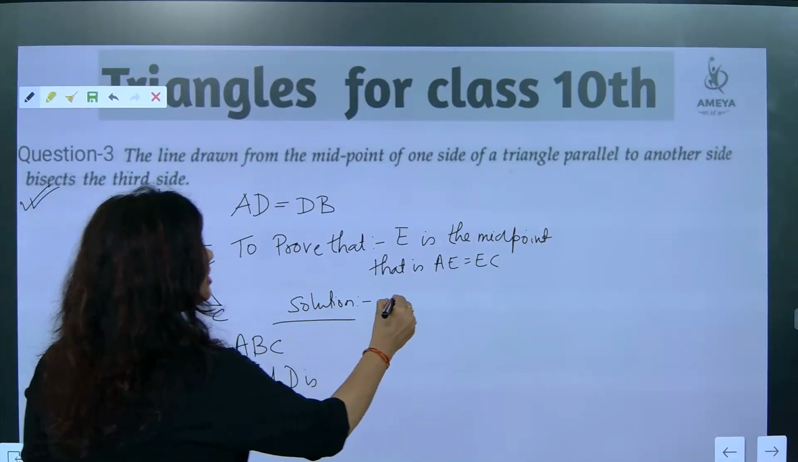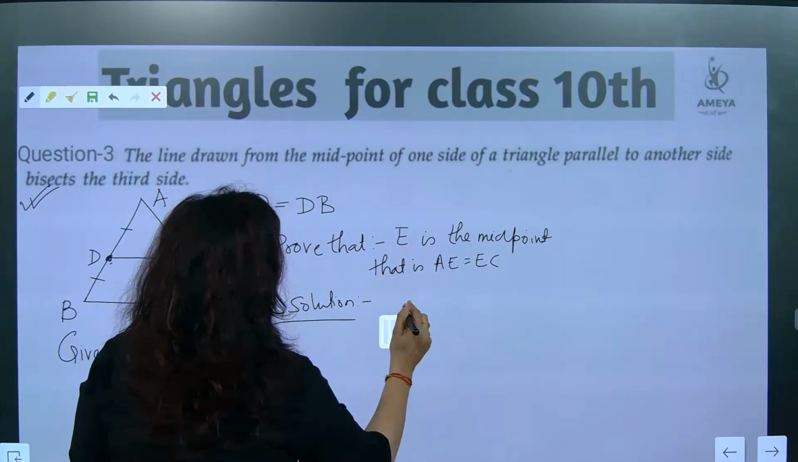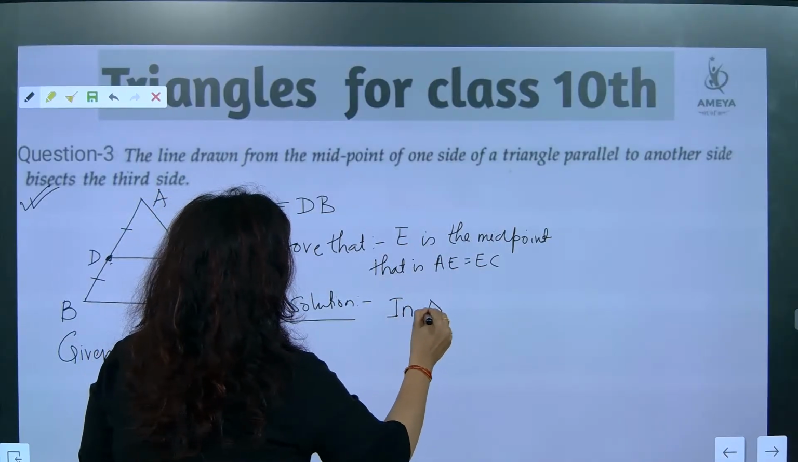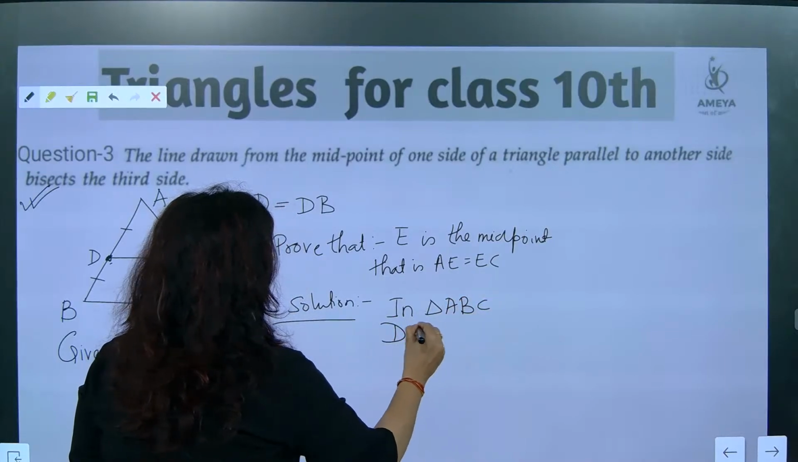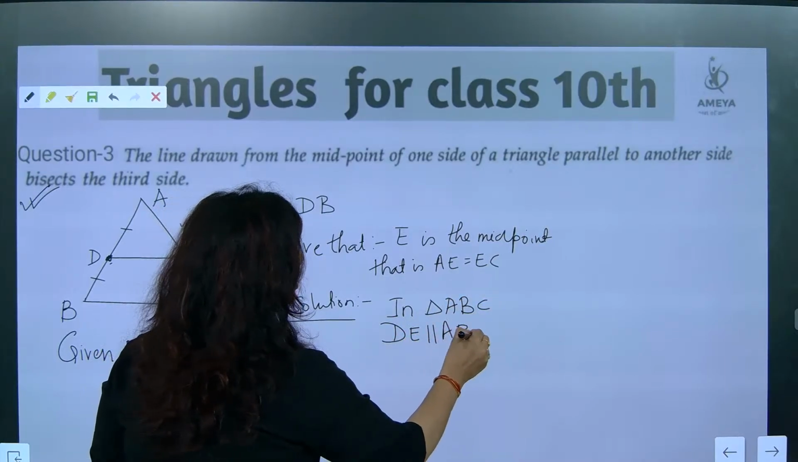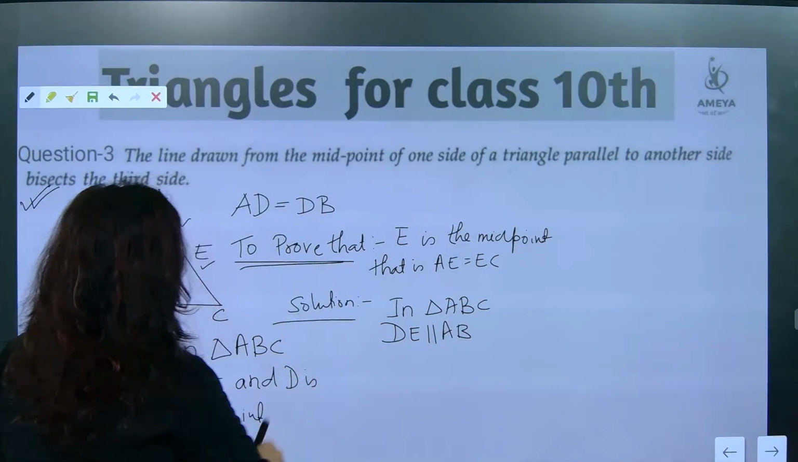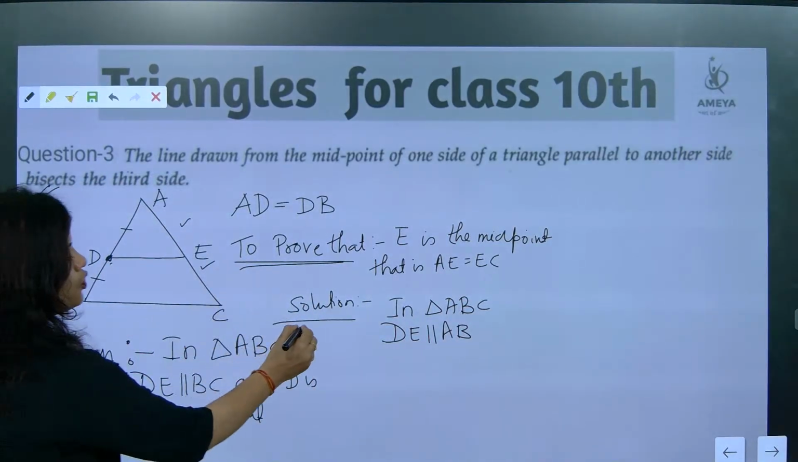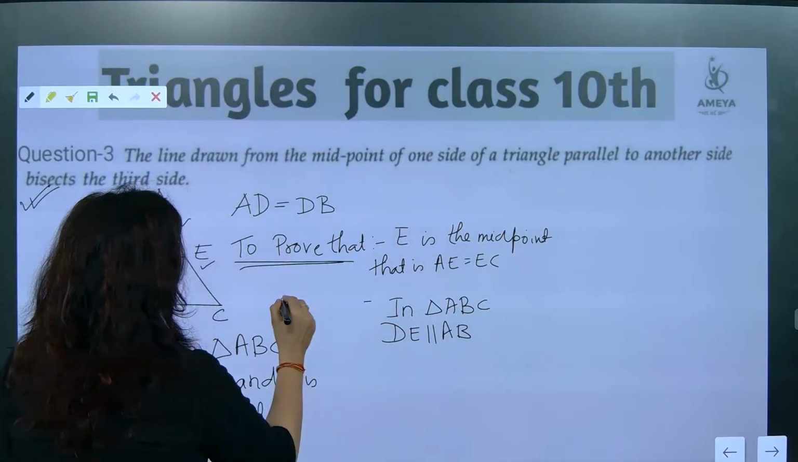We will say, since in triangle ABC, DE is parallel to BC. There is a process of writing in geometry. Understood? So given, to prove that, and proof. Got it? So given, to prove that, or here you can write proof.